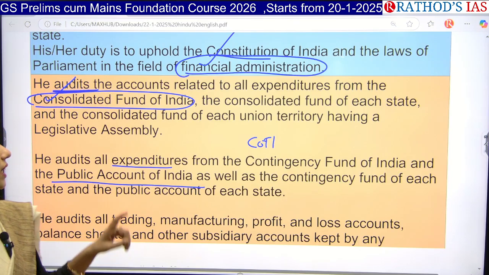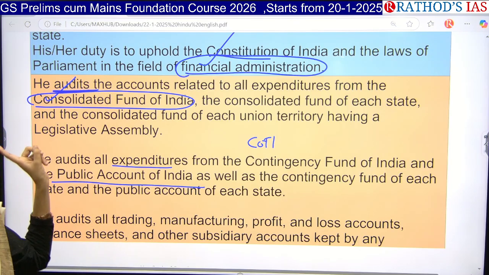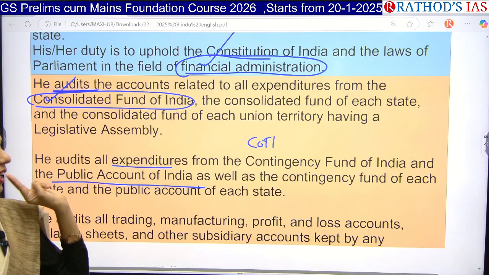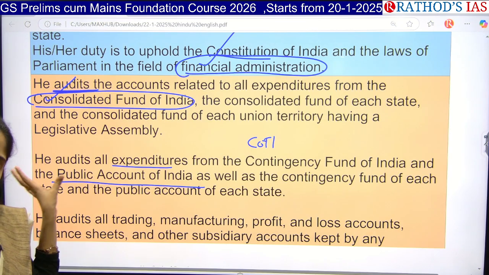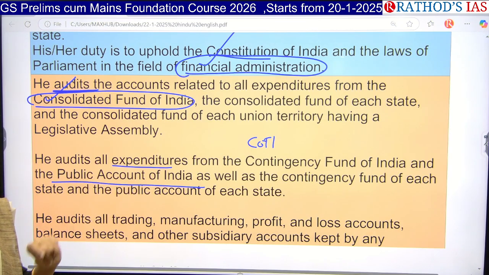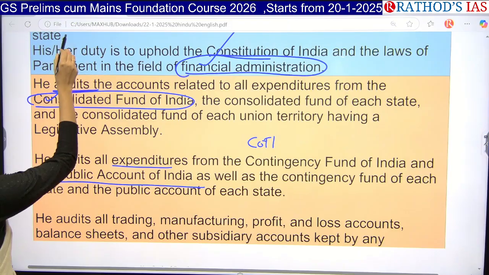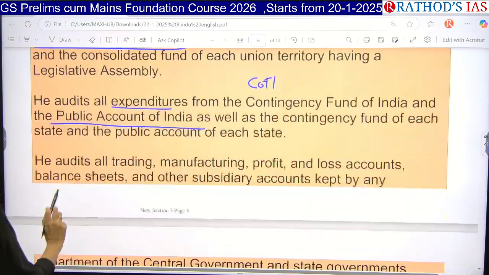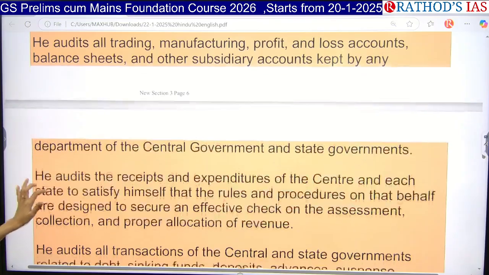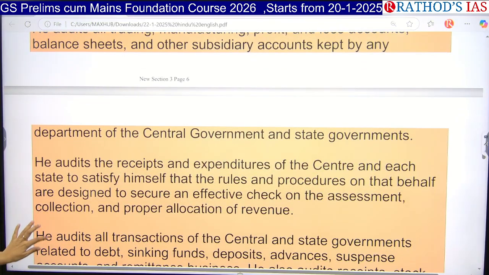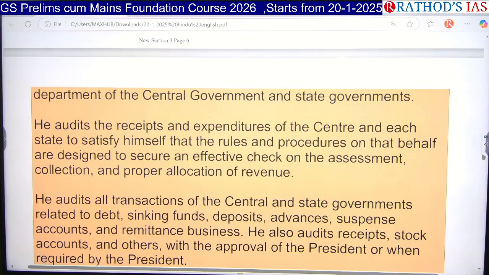Normally we have three funds in the central government: the first one is the Consolidated Fund of India, the next one is the Contingency Fund, and the Public Accounts Fund. All these three will be audited by the CAG, and even the Consolidated Fund of the State can be included. The CAG also audits trading, manufacturing, how much profit we got, loss, balance sheets and other subsidiary accounts related to our central and state governments.